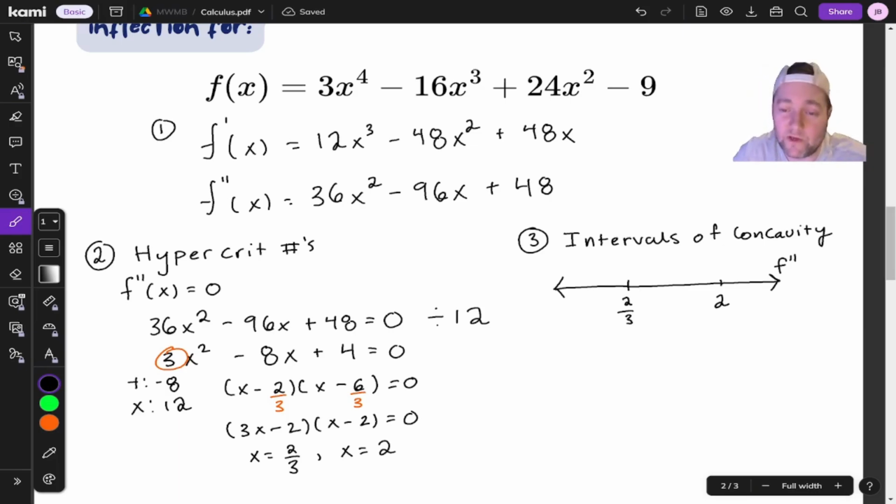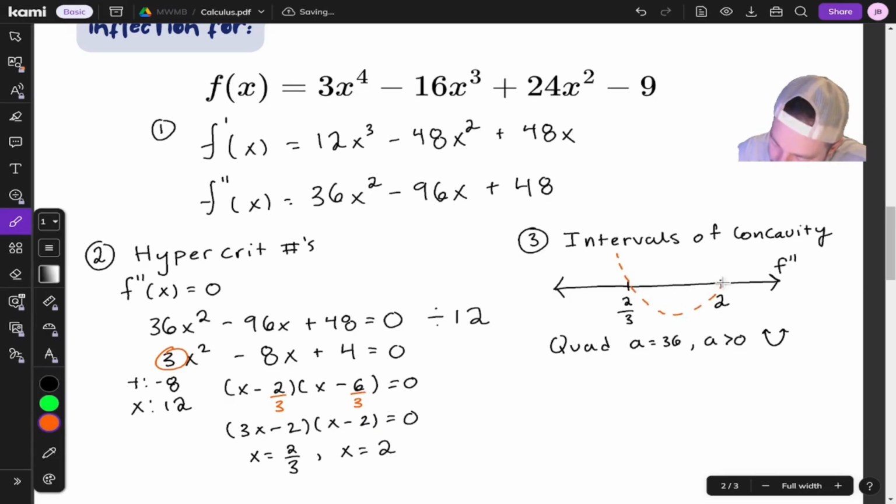So lots of different ways to tackle this number line. We could do test points. We could look at the general shape of our second derivative, which is the best way to do it. So our second derivative is a quadratic with a value of 36, right? So I'm looking at this guy. Again, it doesn't matter, you can look at any of them. And since our a value is positive, it means the graph opens up. The quadratic, that is, the derivative. So if I dotted the derivative on here, it would look like this.